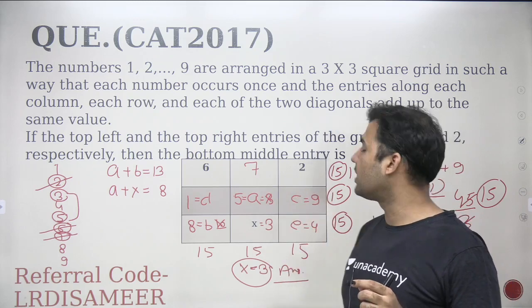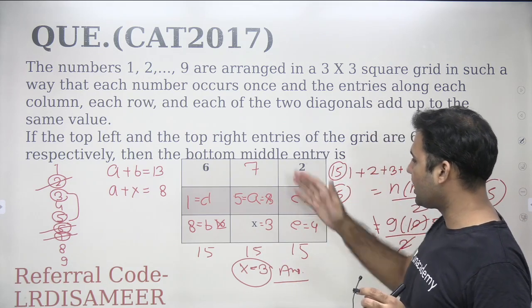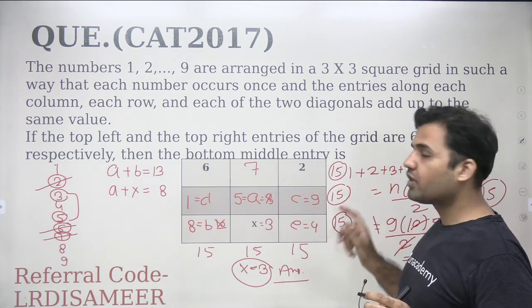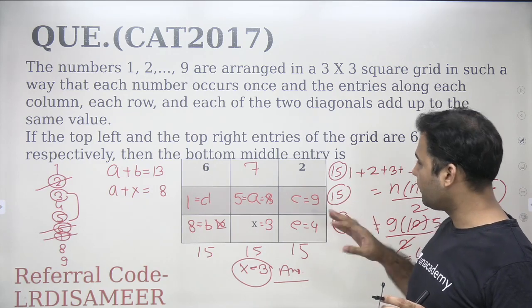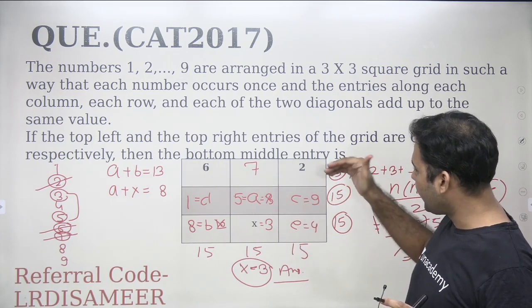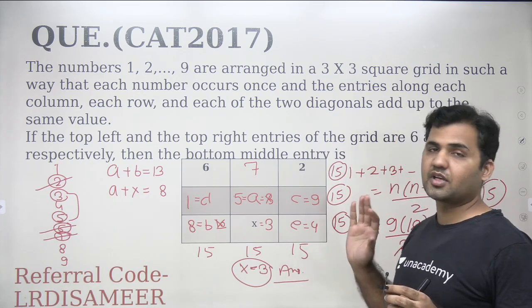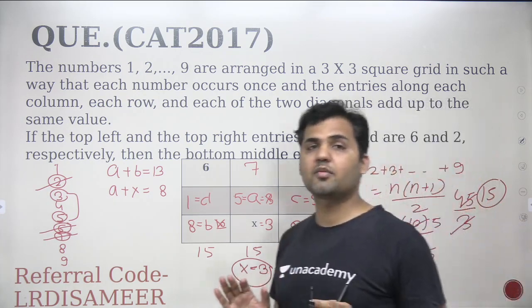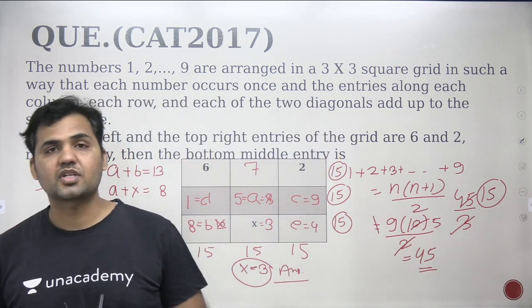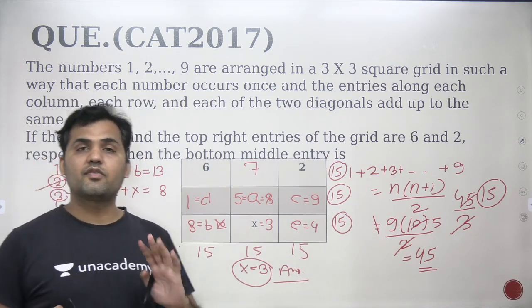For example, in this particular case, the catch point was that the summation of every row and every column should be the same. This is where you should be starting the question from, right? If you know this, the total will be 45 and every value will be equal to 15. You can easily solve the question. If you don't know the first step, you will never be able to solve it, right? This question came in 2017.